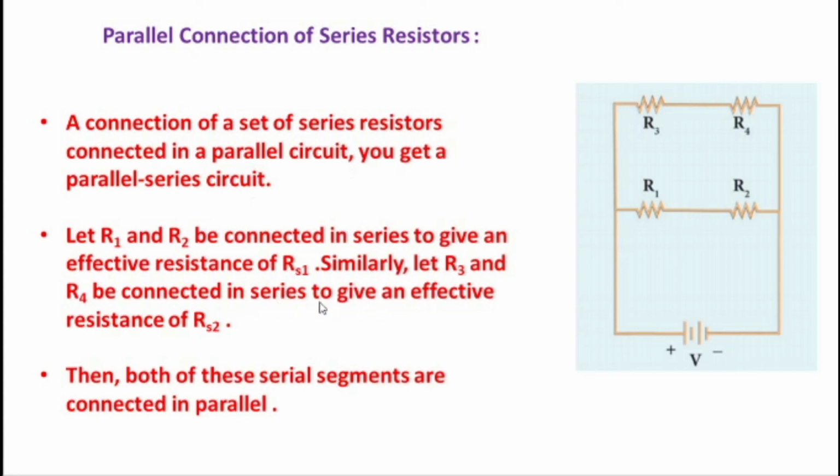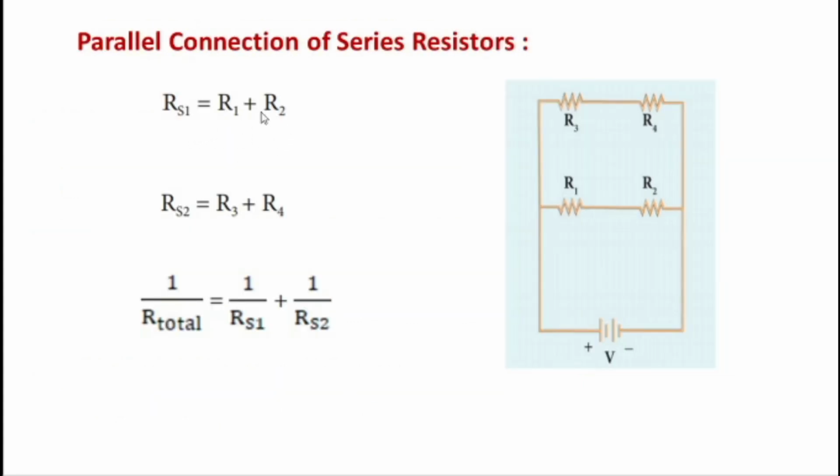Let R1 and R2 be connected in series to give an effective resistance of Rs1. Rs1 means the formula R1 plus R2. So Rs2 is R3 plus R4. Then both of these series segments are connected in parallel. So what is the formula? We know Rs equal to R1 plus R2, so Rs1 equal to R1 plus R2, then Rs2 equal to R3 plus R4. So parallel connection formula 1 by Rp equal to 1 by R1 plus 1 by R2. So here 1 by R total is equal to 1 by Rs1 plus 1 by Rs2.